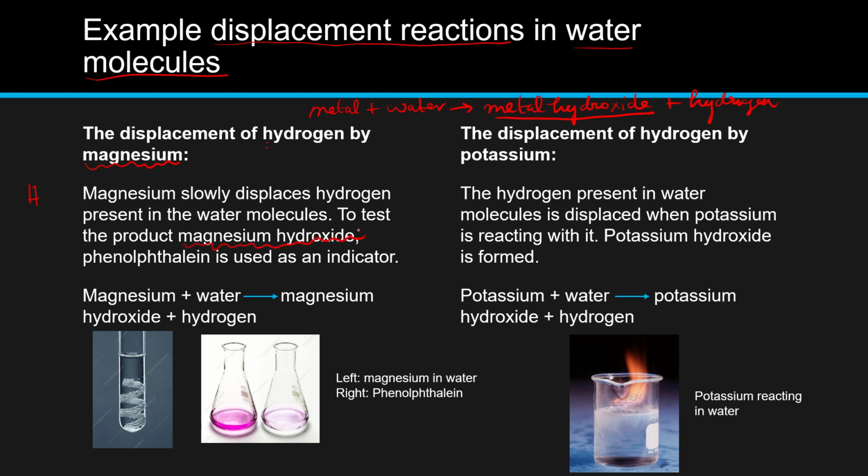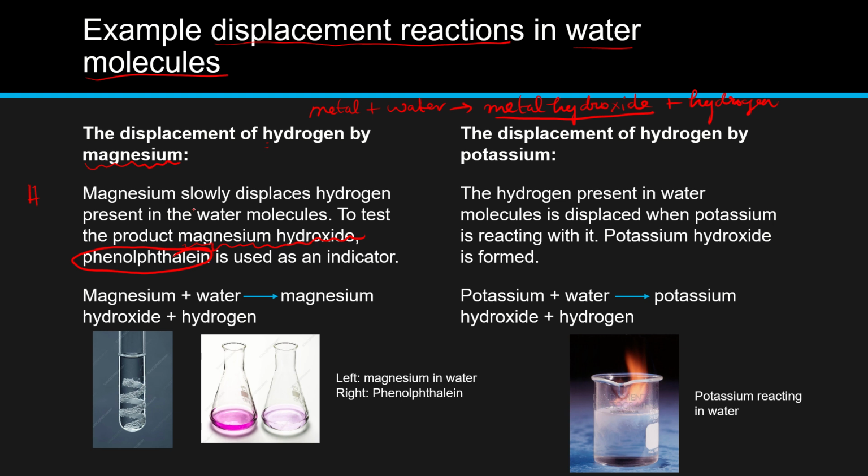To test magnesium hydroxide, an indicator called phenolphthalein can be used. Phenolphthalein can be used to test for magnesium hydroxide, the product of this displacement reaction.